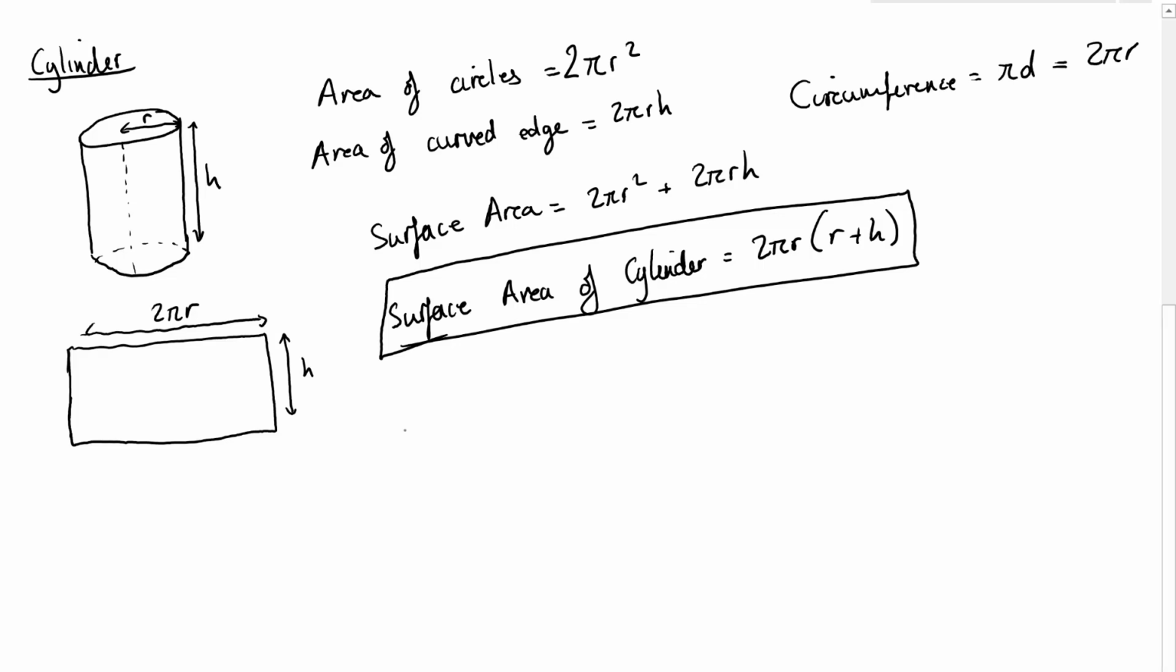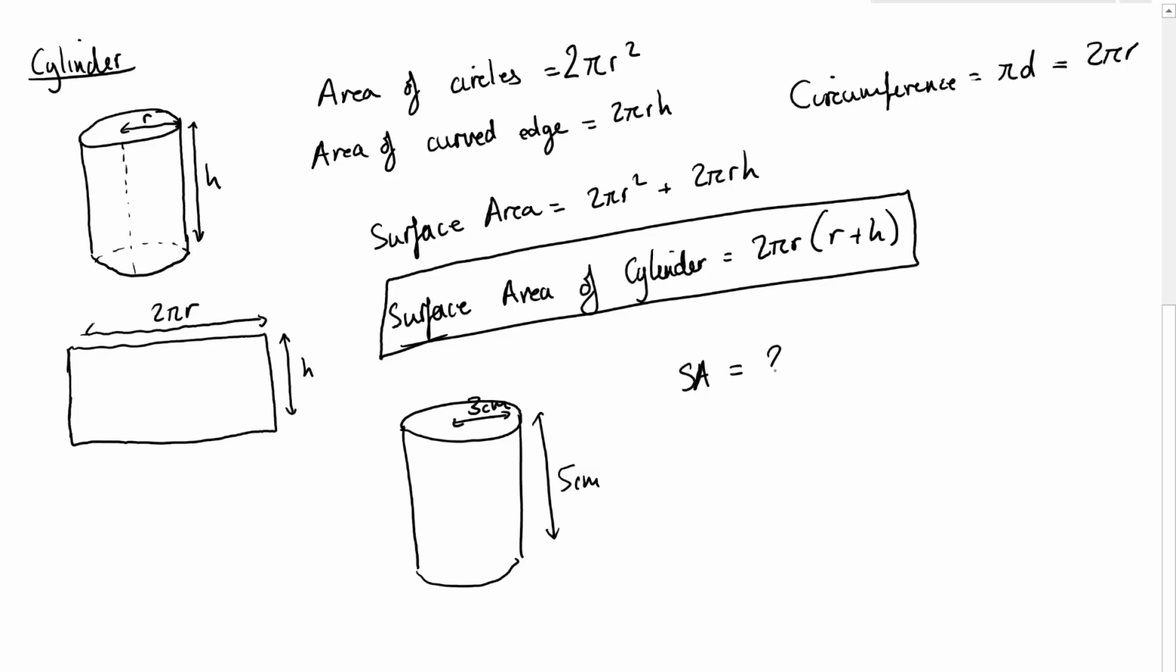Let's say we had a cylinder that had a radius of 3 centimeters, and a height here on this cylinder of 5 centimeters. So it's a relatively small cylinder. Now that we have this idea of how we're getting to this formula, we could just put it in and say that the surface area, which I'm just going to call SA, is 2 times pi times 3 times 8. So 8 coming from the radius plus the height. And this is going to give you 6 times 8, which is 48 times pi centimeters squared in total.